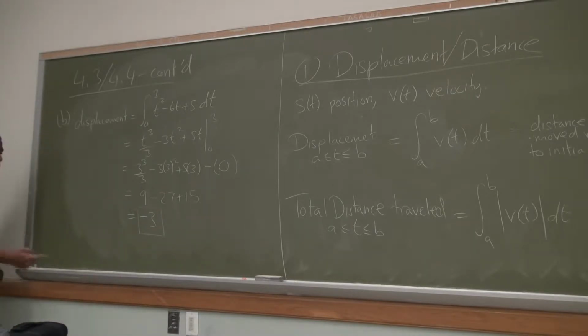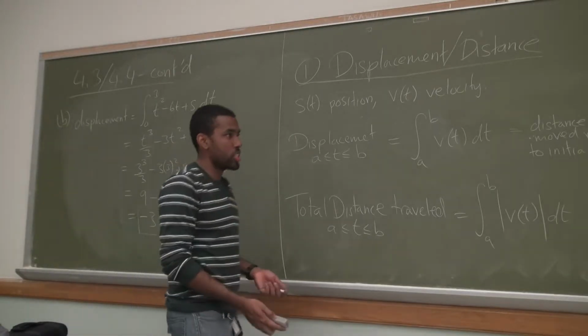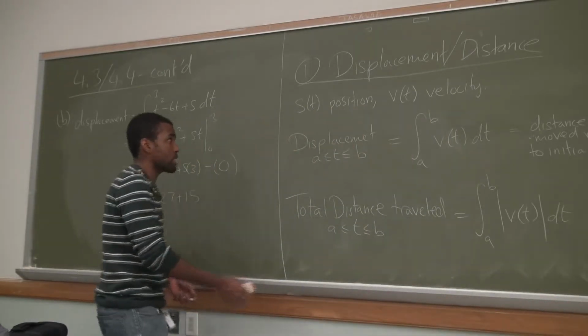So that just means you actually moved 3 units backwards, right? So it means that this guy, he actually changed direction. He moved forward a little bit, then he moved backwards even more than he had moved forwards initially.